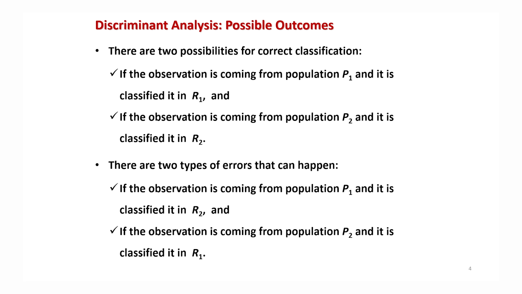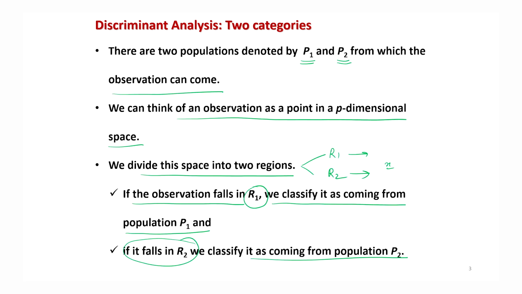Now, when we observe this process, in case the observation is coming from R1 and is classified to R1, this is correct.